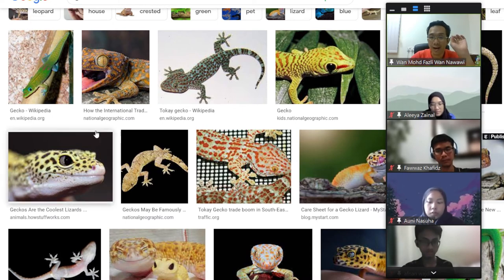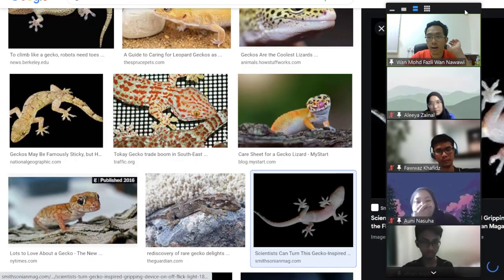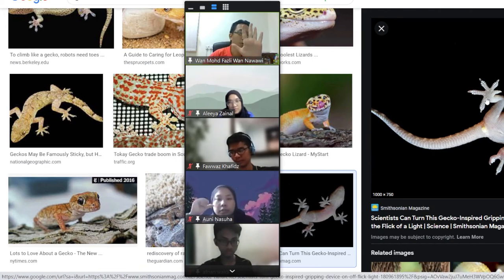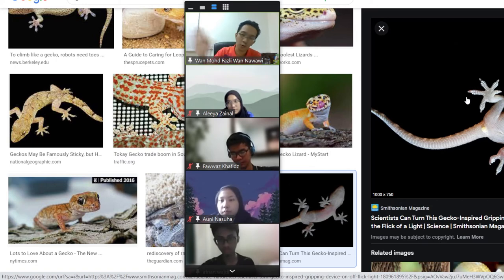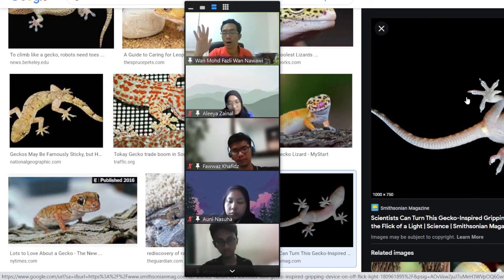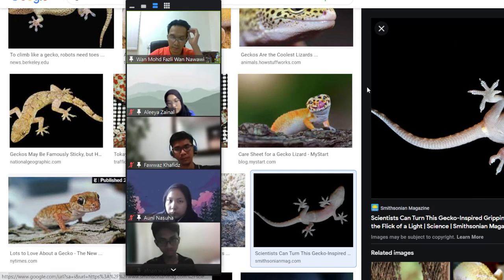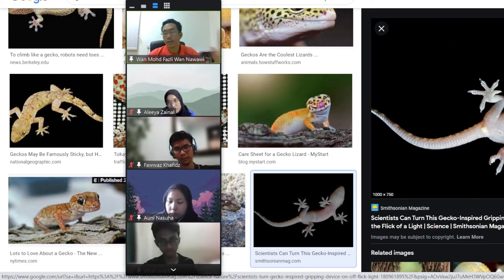If you look at the gecko feet, actually there are no hooks, and the gecko doesn't secrete any glue or whatever. If you try to learn about the gecko feet, there is no glue, no hook whatsoever. The way the gecko and the wall stick together is due to the Van der Waals force. We cannot go into detail, but the idea is that this gecko can normally walk on anything.